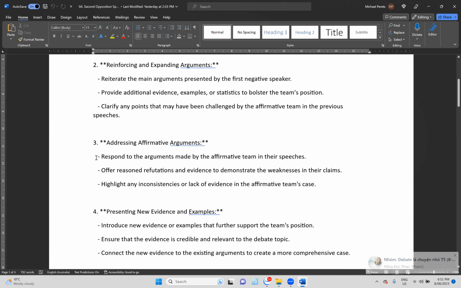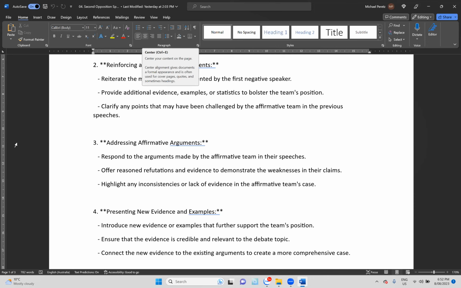Then we want to go on and address the affirmative team's arguments. We want to offer reasons and argue back and prove wrong any arguments that they've made, and offer more evidence against them to prove the weaknesses in their cases. And then we want to highlight any inconsistencies or lack of evidence in the affirmative team's case. An inconsistency is just something that doesn't quite make sense. So any little hole that you can find in the proposition team's case, find it, grab onto it, and try and tear it open so you can make their case weaker.